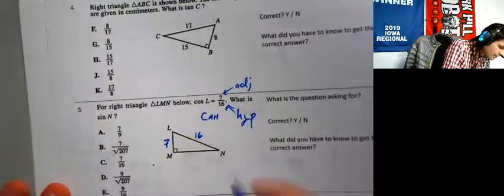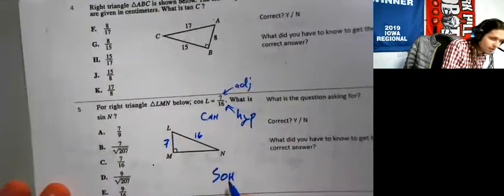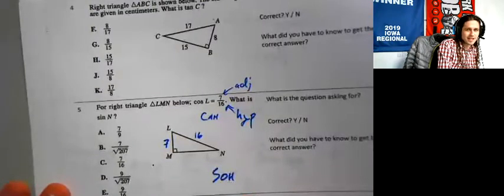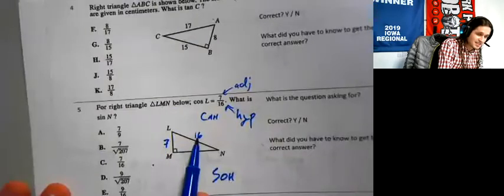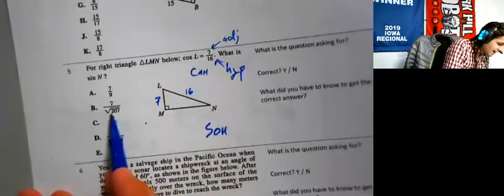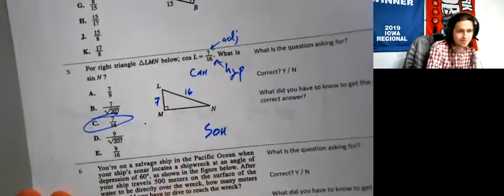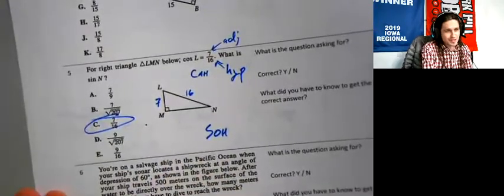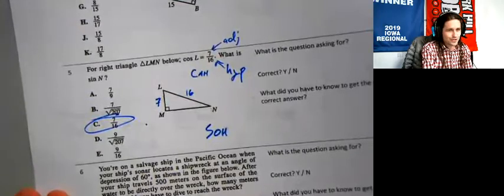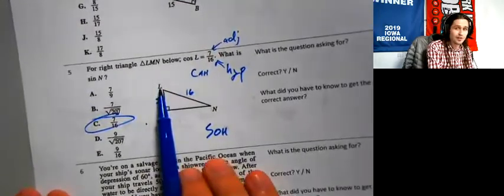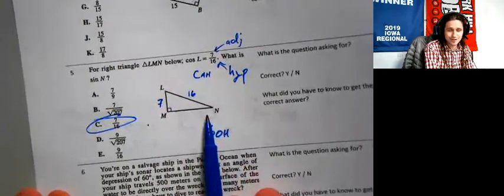Sine N, so opposite over hypotenuse. Oh, it's just the same dang thing. Opposite is 7. Hypotenuse is 16. It's just that easy. You might have thought, oh, I've got to find MN, and you would have found it, and then said, shoot, I don't need it. It turns out that the cosine of one angle is the sine of the other angle.